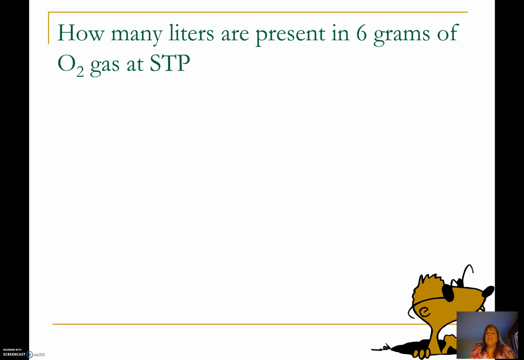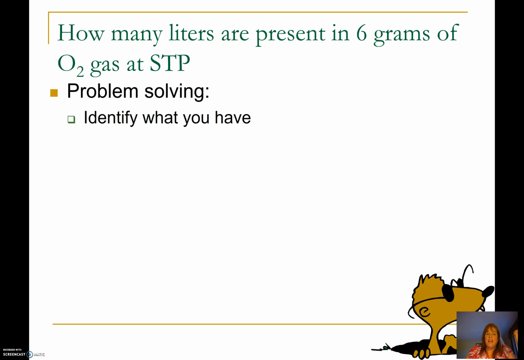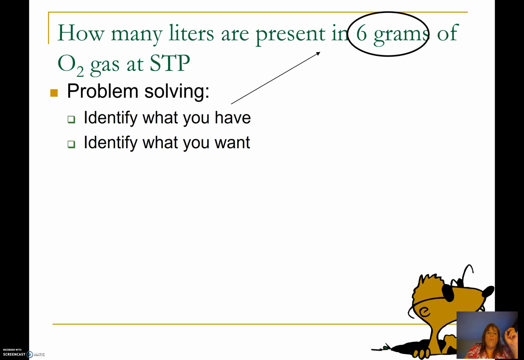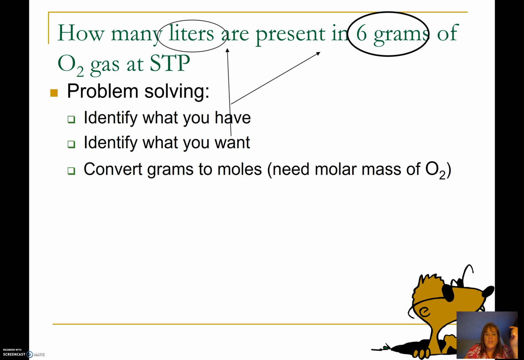I want to know how many liters are present in 6 grams of oxygen gas at standard temperature and pressure. Well, identify what we have. We have 6 grams. So always look for the number and the unit. So I'm starting in grams. What am I trying to find? Well, I'm trying to find liters. Remember, there's no way to go from grams to liters. I've got to go through the mole. So the first thing we're going to do is convert our grams to moles. So calculate the molar mass of oxygen. Remember, there's 2 of these here.